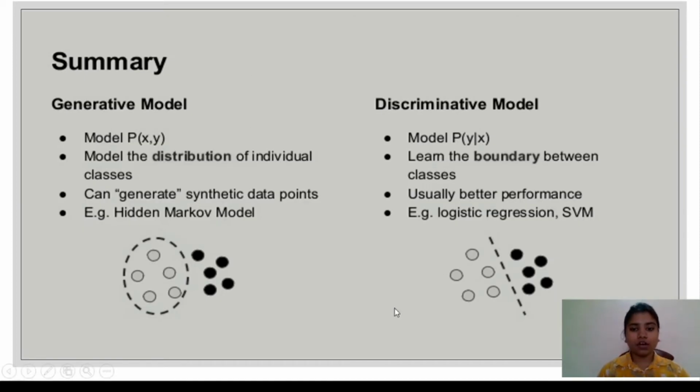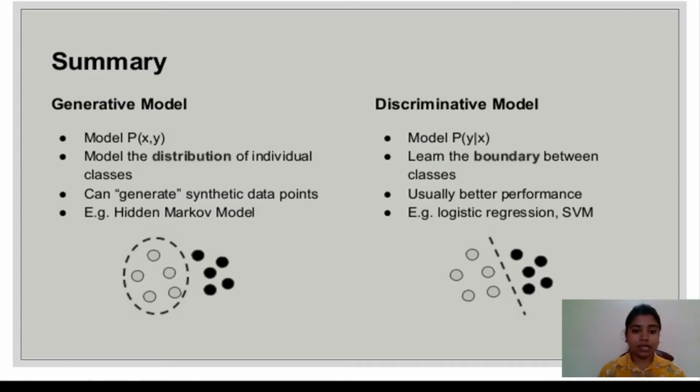Here is a summary of both the models. First point: in the generative model, we model the probability of x comma y. In the discriminative model, we model the probability of y given x. In the generative model, it learns the distribution of individual classes, and in the discriminative model, it learns the boundary between classes.